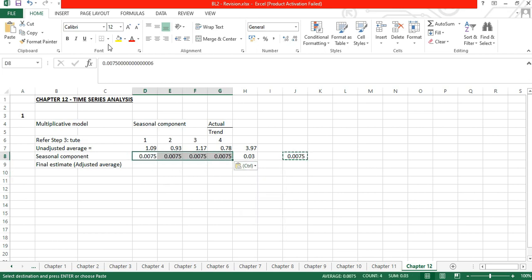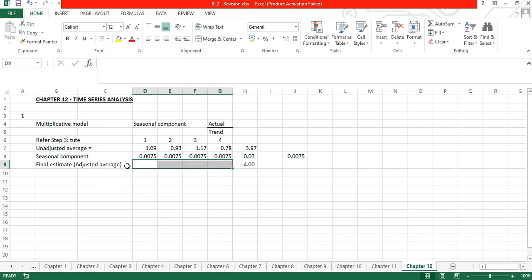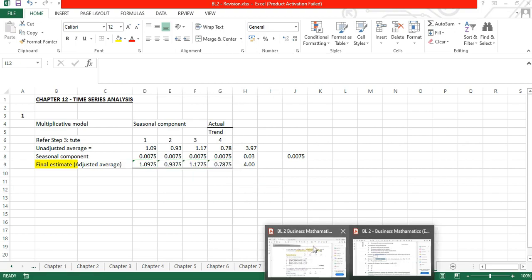Then take the final estimate by adding the seasonal component. In the additive model or the multiplicative model, to get your final estimate, you always add the seasonal component to the unadjusted average. Then you get these values.